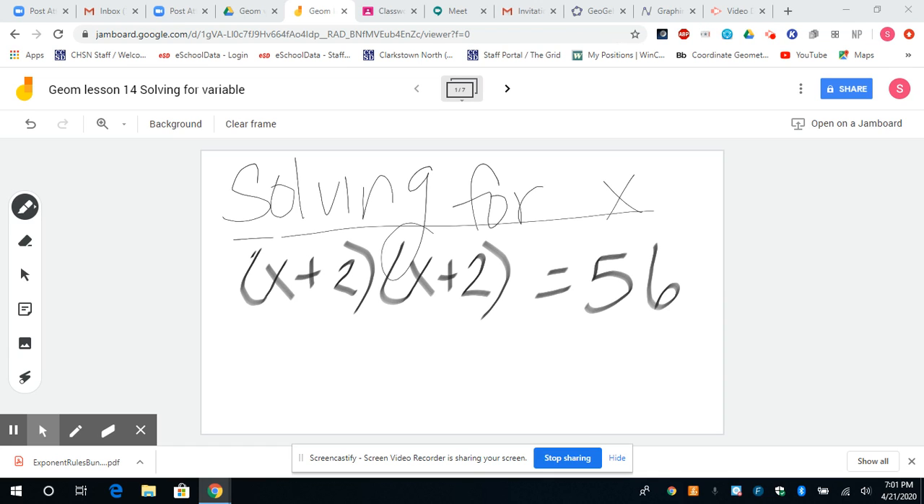All right, lesson 14 is based on solving for a variable in an equation. So we've practiced simplifying algebraic expressions, combining like terms, exponent rules, looking at different variables. So now we're actually going to solve for x. We're not just simplifying. We're going to evaluate and find an answer.